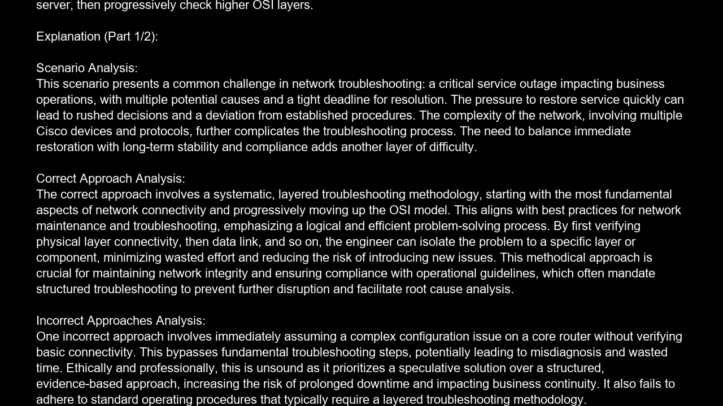Incorrect approaches analysis. One incorrect approach involves immediately assuming a complex configuration issue on a core router without verifying basic connectivity. This bypasses fundamental troubleshooting steps, potentially leading to misdiagnosis and wasted time. Ethically and professionally, this is unsound as it prioritizes a speculative solution over a structured, evidence-based approach, increasing the risk of prolonged downtime and impacting business continuity. It also fails to adhere to standard operating procedures that typically require a layered troubleshooting methodology.